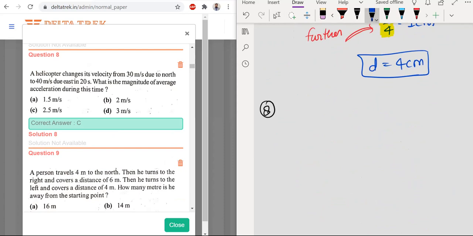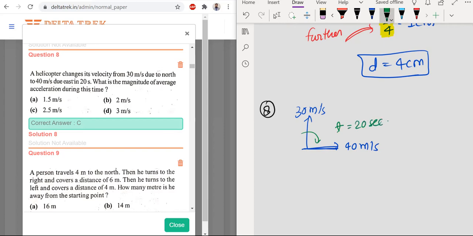Now, let's see question number 8. A helicopter is moving 30 meter per second due north, then turns to 40 meter per second due east. That means it is turning from north towards the east with 40 meter per second. The time taken is 20 seconds.